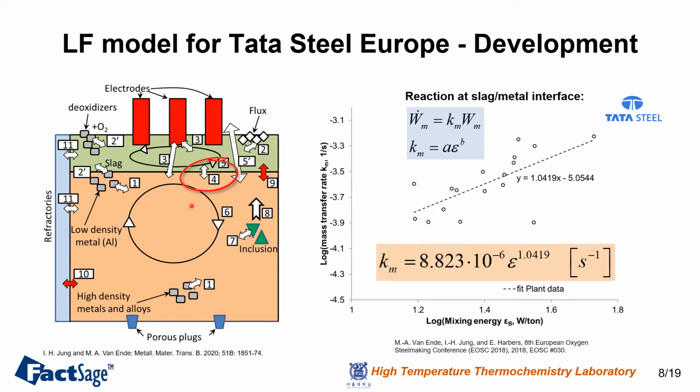In the LF, for example, we want to remove the sulfur and oxygen impurities in the steel. So we are typically adding aluminum to remove the oxygen in the steel. And in order to remove the sulfur, we are adding calcium oxide to the slag and promoting the slag metal reaction by using gas injection from the porous plug at the bottom. So depending on how much gas we are injecting, the mass transfer inside of the steel can be changed, and it can change the desulfurization reaction. And in order to control the final steel chemistry, we are adding ferroalloys.